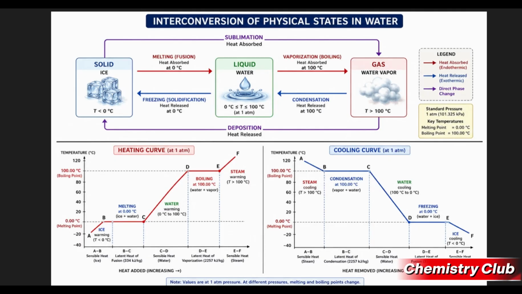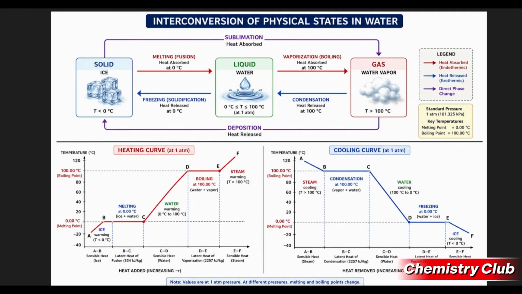So in case of water, ice melts to produce liquid water when temperature is increased from minus to 0 degrees Celsius, and after 0 degrees Celsius, if temperature is being increased, it will start boiling at 100 degrees Celsius, and this temperature will be called the boiling point.